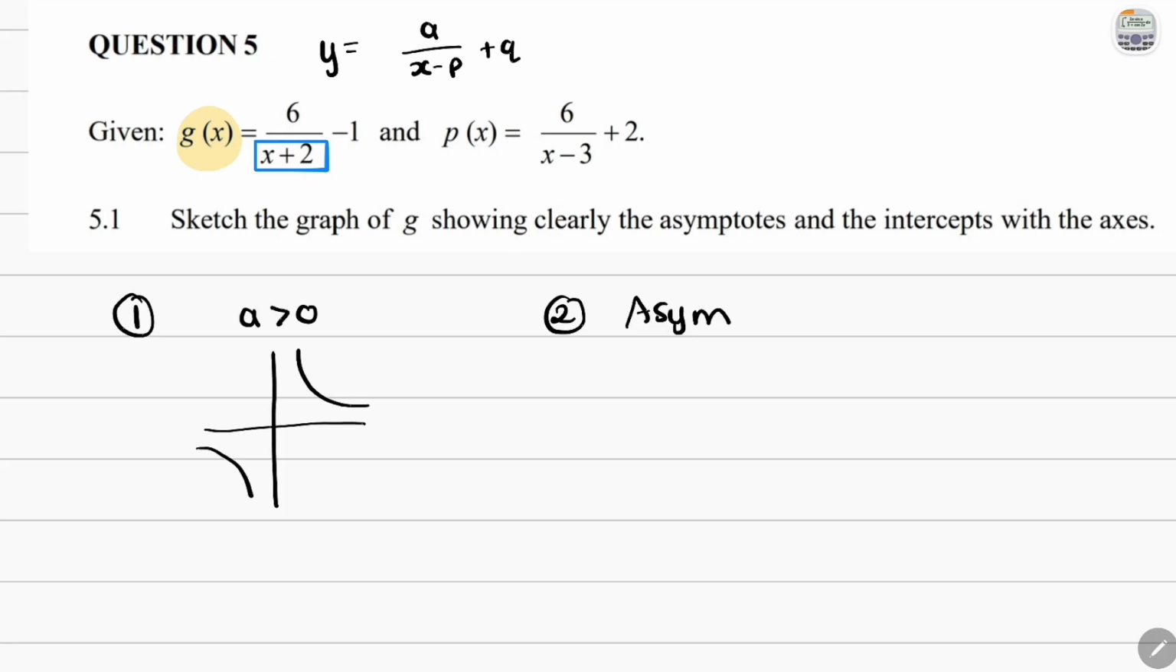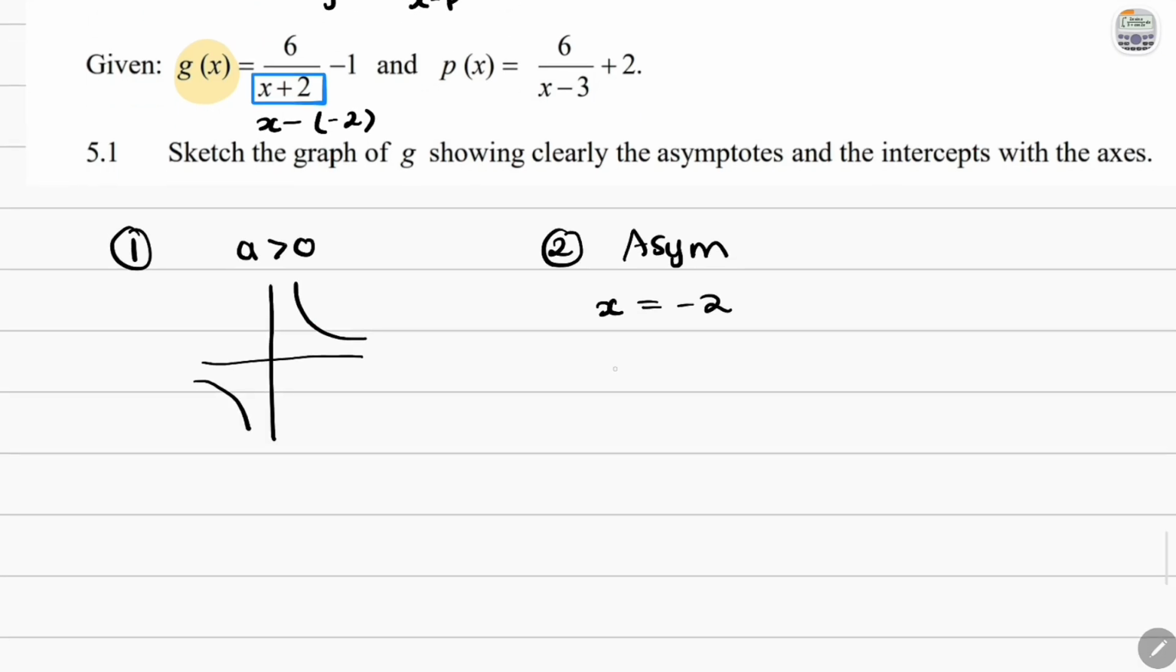Okay, so the graph will never pass that line. So we have x plus 2 equals 0, and then transposing, x is equal to -2. You could have also rewritten this in this format so you can see the value of p, which is the value of your vertical asymptote, that x value. So that would have been x minus, and what would you subtract by to get back to +2? You would subtract by -2. So there you can see x is actually equal to -2. So that is the vertical asymptote.